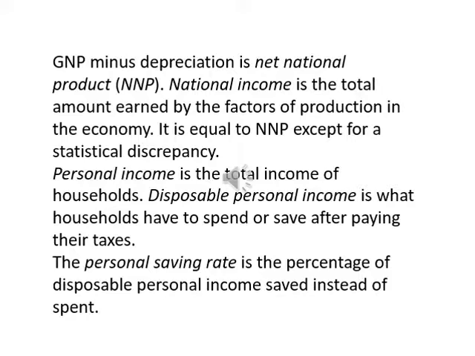Personal income is the total income of households. Disposable personal income is what households have to spend or save after paying their taxes. The personal saving rate is the percentage of disposable personal income saved instead of spent.